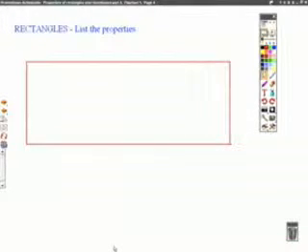Okay, this lesson right here, we're going to talk about rectangles and squares. What you got to keep in mind now, guys, is that rectangles and squares are still parallelograms. So the 5 principles that went with parallelograms still apply to rectangles and squares.